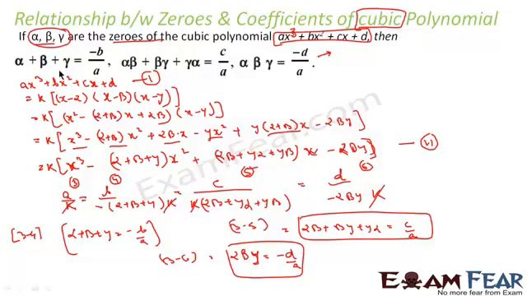And that is what we have written here. Alpha plus beta plus gamma is equal to minus b by a. Alpha beta plus beta gamma plus gamma alpha is equal to c by a, and alpha beta gamma is equal to minus d by a. This is the relationship between coefficients and zeros, where alpha, beta, gamma are zeros, and a, b, c, d are coefficients of this cubic polynomial. Thus we have derived the relationship. Please understand and learn this formula. It is crucial. We'll have to use it again and again.